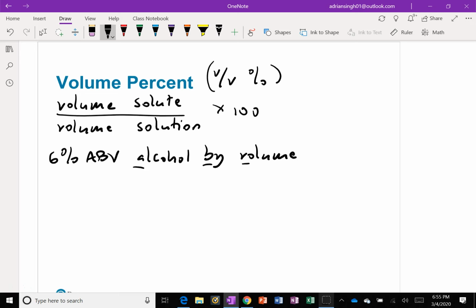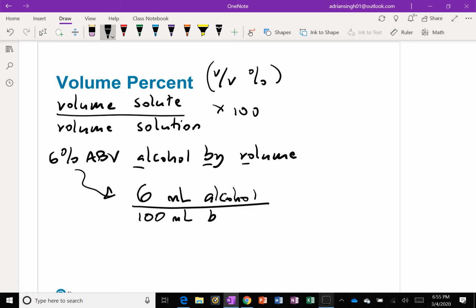ABV. That's a concentration unit expressed in volume percent. So what that actually means is that you have 6 milliliters of the solute in your beer, which is the alcohol, for every 100 milliliters of the beer, times 100.